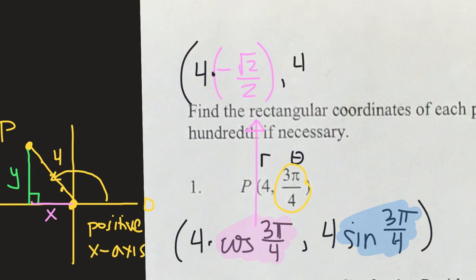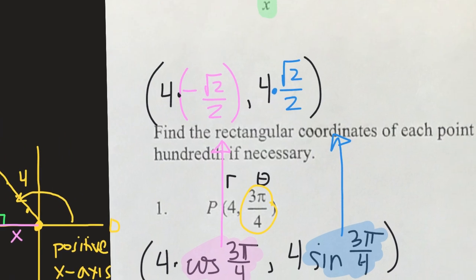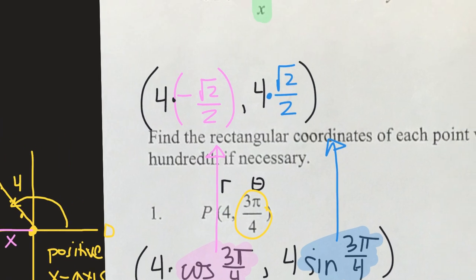Likewise, I can find the y value at 3 pi over 4, which is positive root 2 over 2. And I'm going to multiply that by 4 also. So this is going to give us our exact value. Your paper says round, so we're going to plug this into our calculator in a minute.